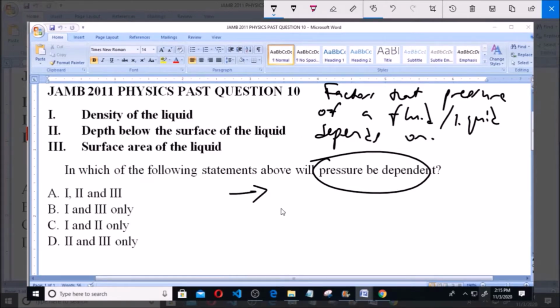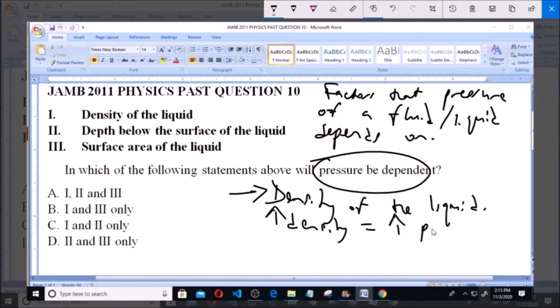Based on standard, the pressure of a liquid is usually dependent on the density of the liquid. So higher density means higher pressure. The higher the density, the more pressure the fluid or the liquid will exert. And then the second one says depth below the surface of the liquid. Now this is also depth below the surface of liquid.